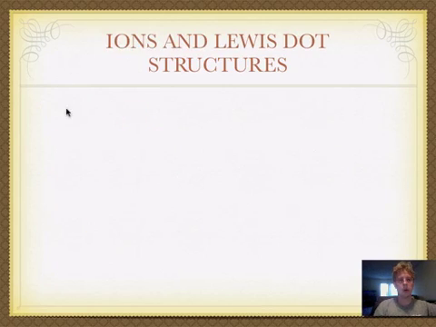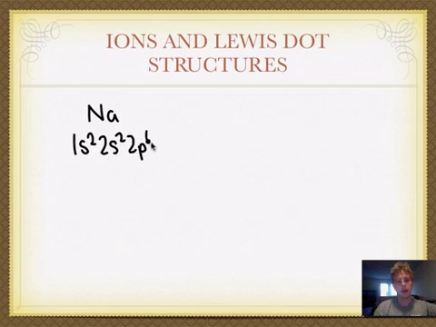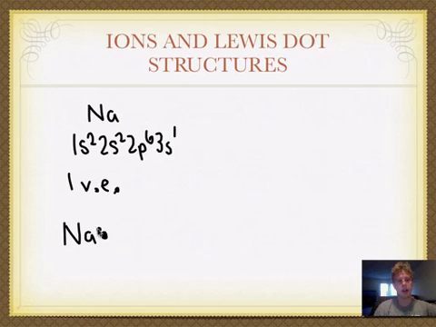So let's take a look real quick at the formation of ions here. If I, for example, take sodium, sodium's electron configuration is 1s2, 2s2, 2p6, 3s1. There's 1 valence electron. So if I draw sodium with its 1 valence electron, like before, we know that to fulfill the octet rule, sodium's going to want to give up that electron. But where does that electron go?